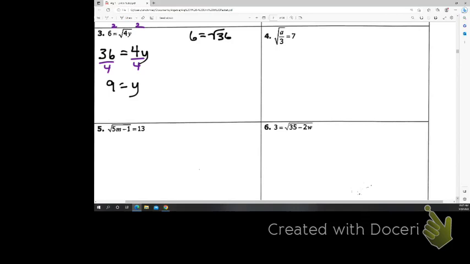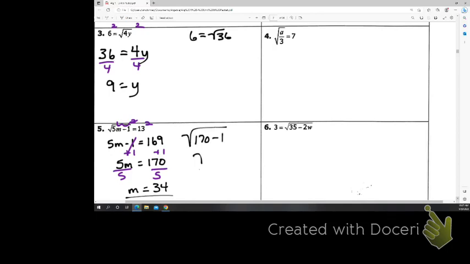Number 5. Again, the radical is by itself. I'm going to square both sides. On this side, the radical goes away. On the other side, 13 squared, so not 26, 169. Then I need to solve a 2-step equation. So after I get rid of the radical, it could be several steps, just depends on what you have. But they would be steps that you already know how to do. 34, I think. And if I plug that back in, 34 times 5 is 170 minus 1. So the square root of 169 is 13. Yes, true.